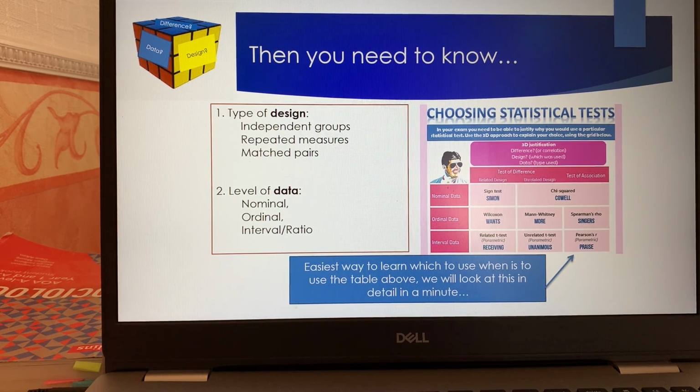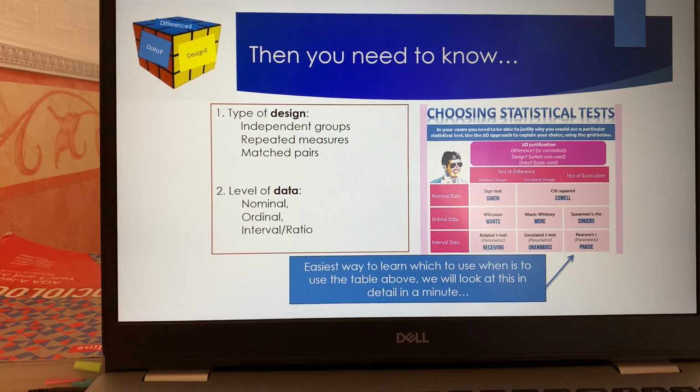So for the type of design, you now have to think, okay, is it independent groups? Are there two separate groups? Is it repeated measures? Are they doing something more than once, like a memory test at 1 o'clock and 5 o'clock? Or is it matched pairs? All of that you've got to decipher from a little scenario, which we'll look at in a minute.